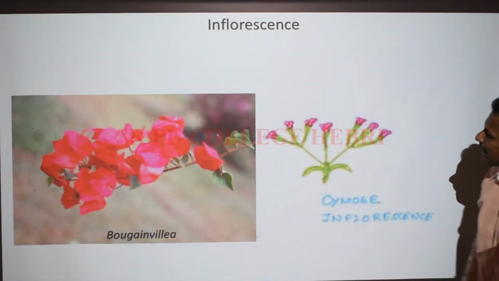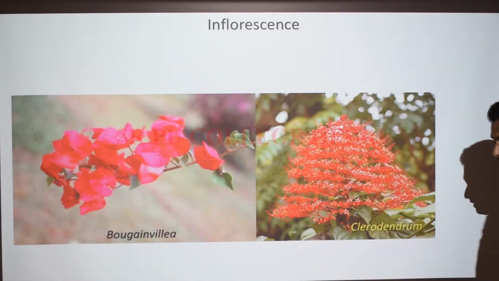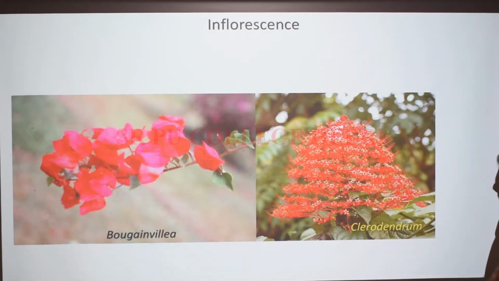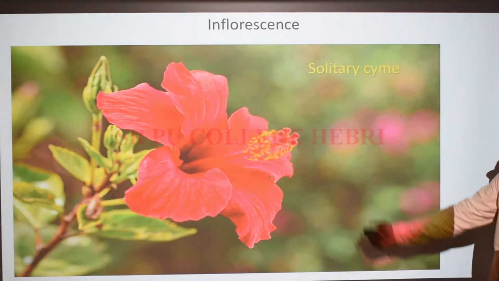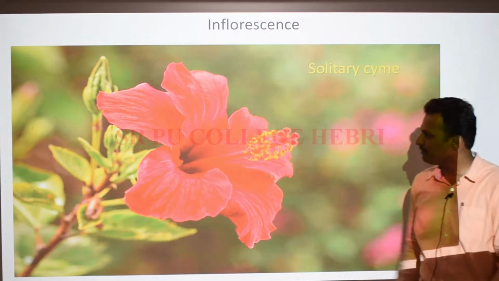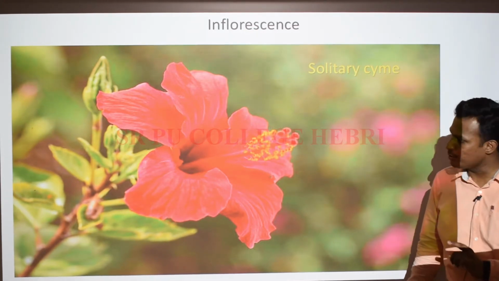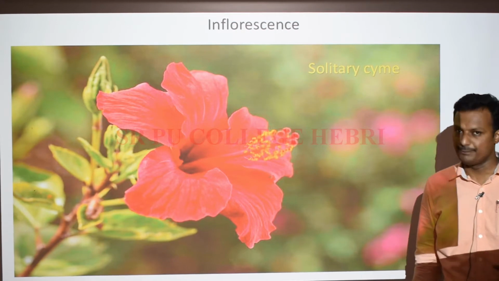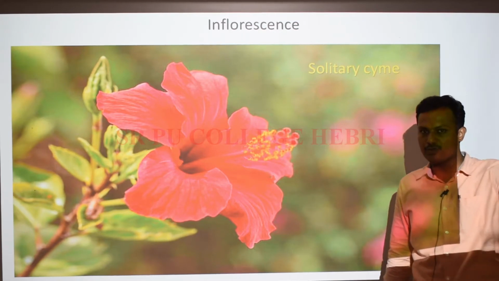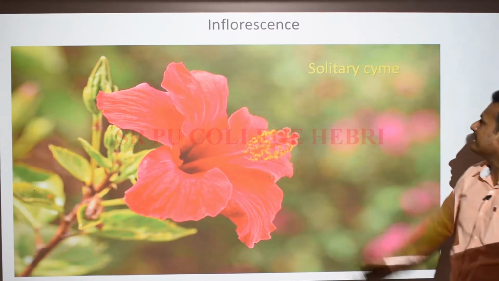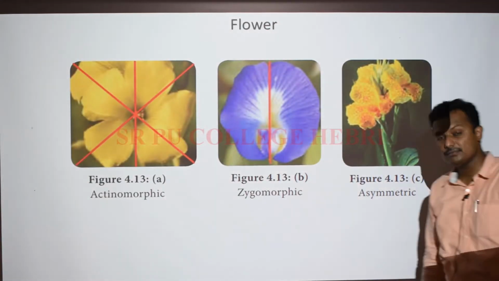This is cymose inflorescence, that is racemose inflorescence. Example, bougainvillea, this is the kind of cymose inflorescence, and this one, clerodendrum, rathapushpa anta kariteve kannadadalli, this is the best example for the racemose inflorescence. Okay, and this one, all of you are very familiar with this particular flower, hibiscus, or it's also called China rose. This is a single flower produced. This is called solitary cyme. This is a kind of cymose inflorescence. What kind of cymose? Because only one flower is produced. Solitary means single. This is called solitary cyme. Okay, hibiscus.